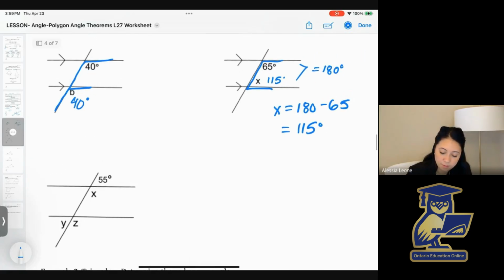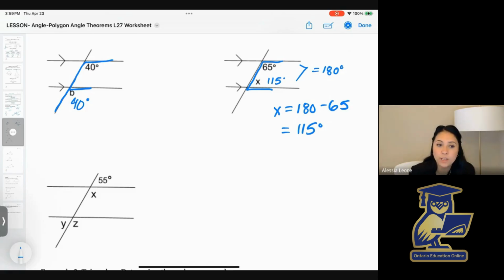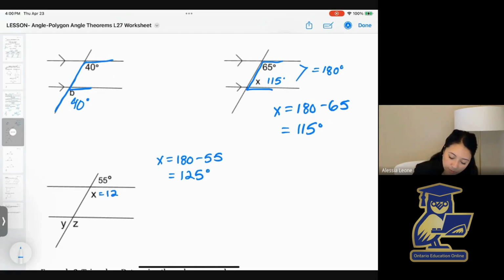Down here, we will have to do a couple of calculations to find these letters. It's asking us for X, Y, and Z. So starting off with X, we know it's on a straight line with 55. That straight line is 180. We can find X knowing that. X, 180 minus 55 is 125 degrees. So this will be 125 degrees.